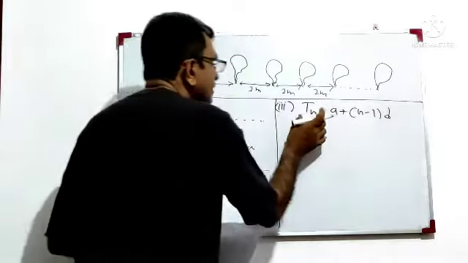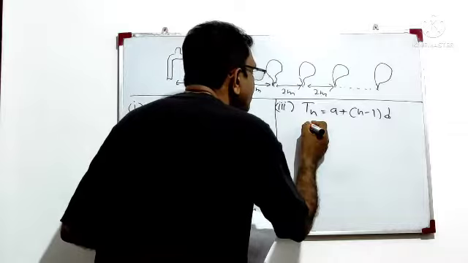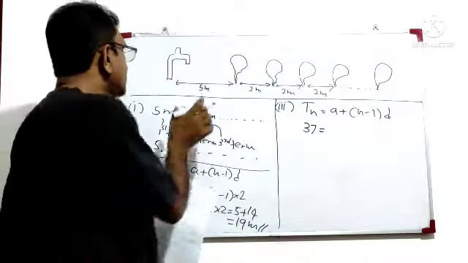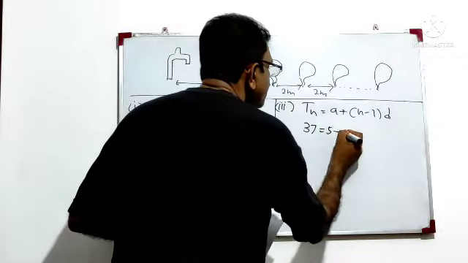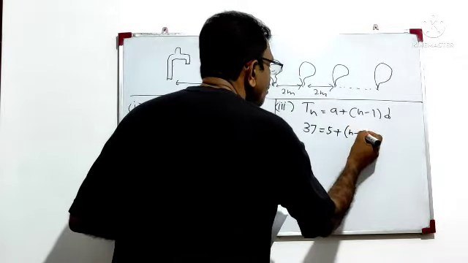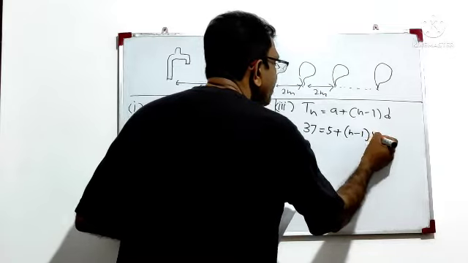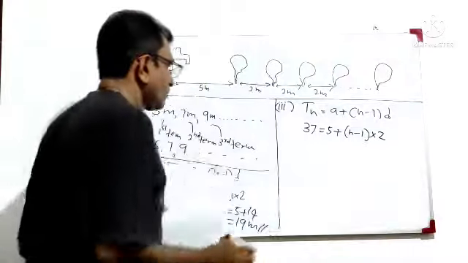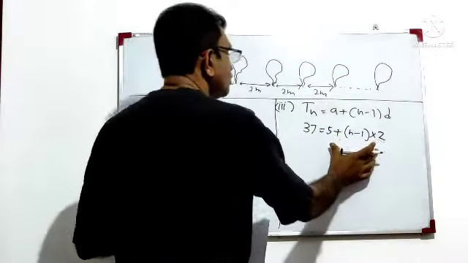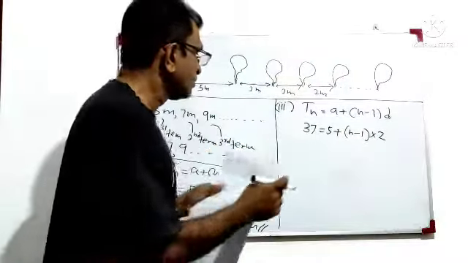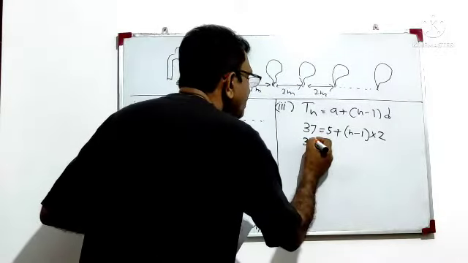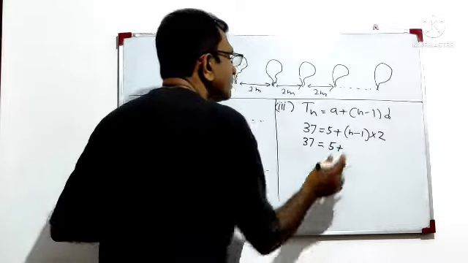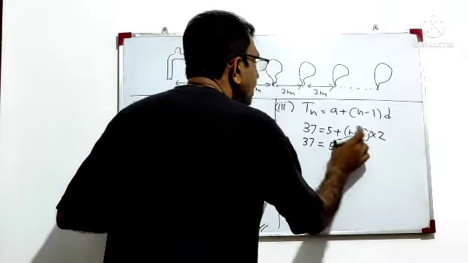Then Tn equals 37, not necessarily write down meters. What is the first term? 5, no? 5 plus n minus 1, we don't know n, we need to find n, multiplied by the common difference, 2, no? Then we can simplify. We should remove the brackets first. You should know. Then 37 equals 5 plus, then 2 times n, 2n.